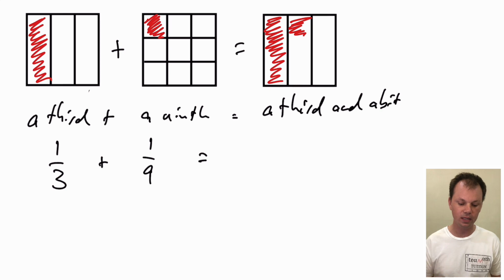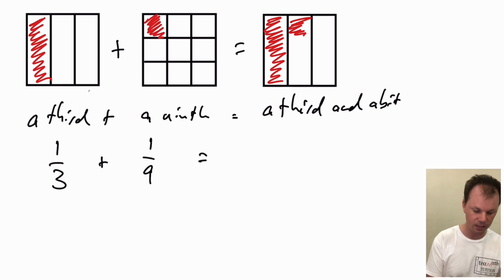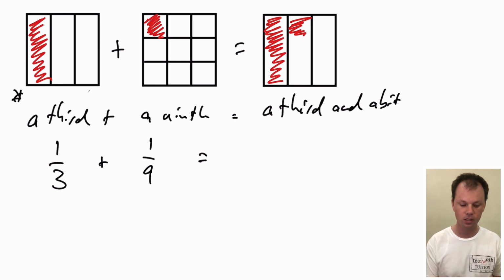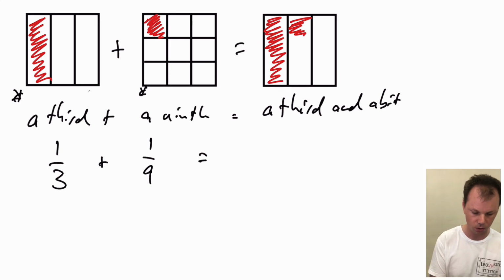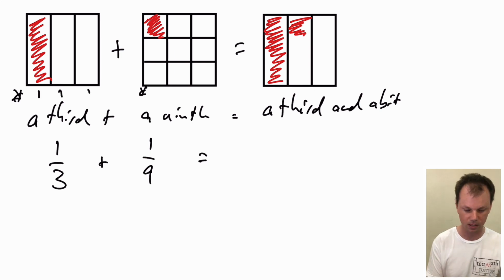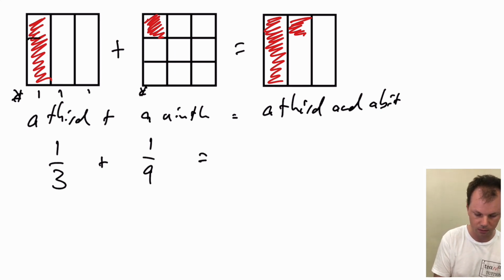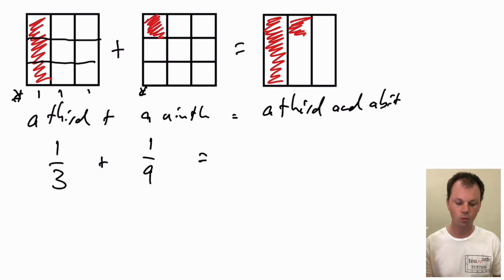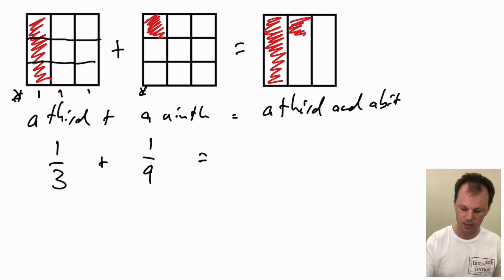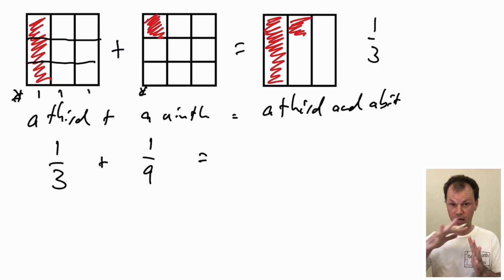So the way we need to do this is we need to cut this first diagram up so it's got the same number of parts as the second diagram. So to do that, each one of these segments I'm going to cut into 3. So it looks like that second diagram. So what we've done here is we had a third. Each of the segments we cut into 3, so the total number of parts we've multiplied by 3.